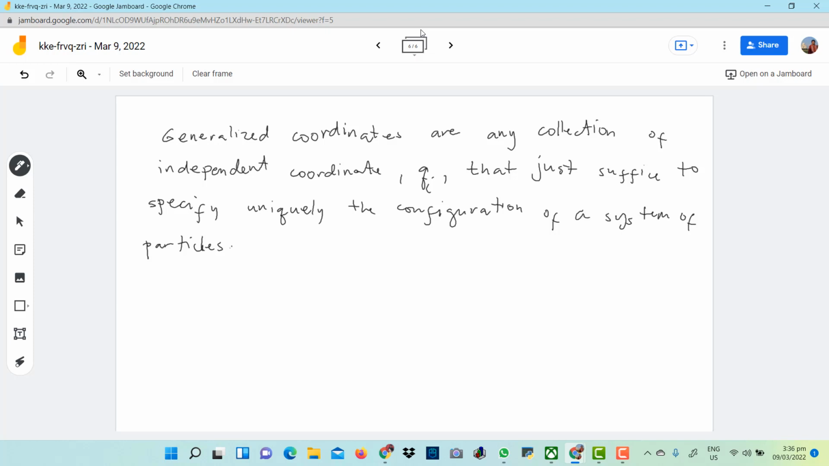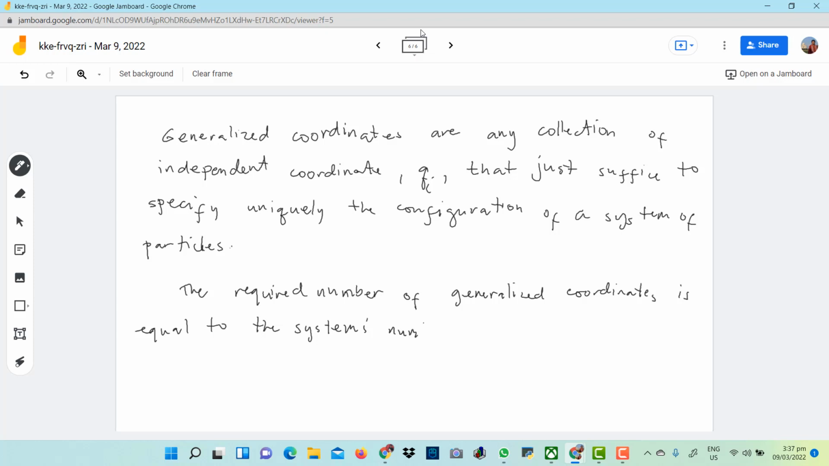So the required number of generalized coordinates is just equal to the number of degrees of freedom. Take note of this. Equal to the system's number of degrees of freedom.